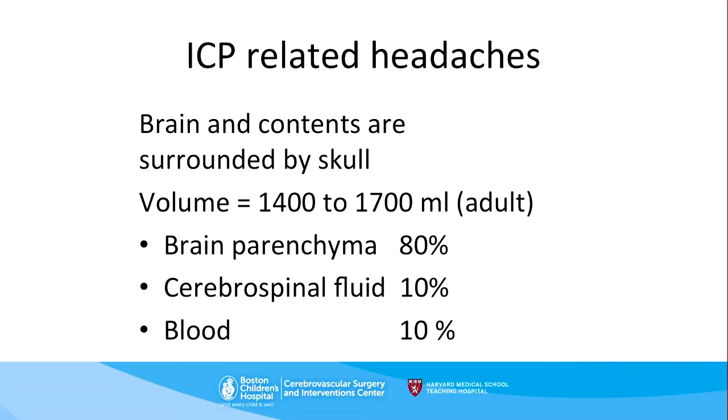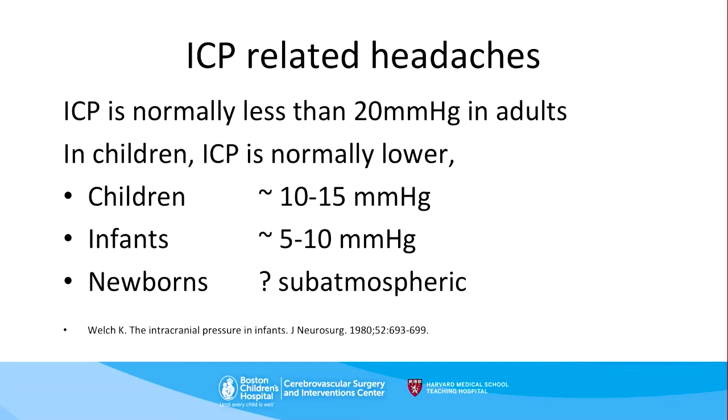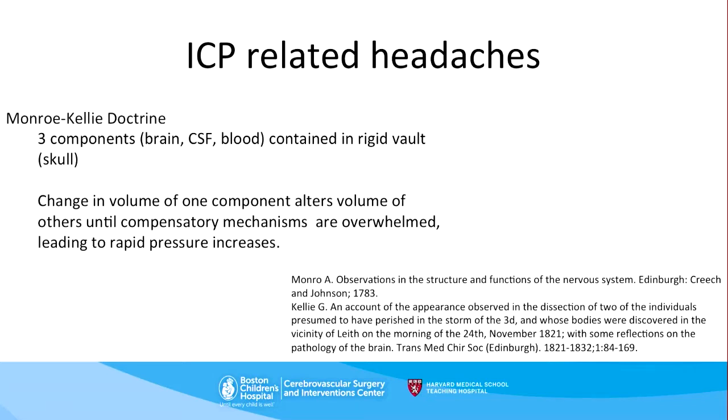Brain pressure historically is reported to be about 20 centimeters of water or 20 millimeters of mercury in adults, but it's important to note that ICP is normally lower in kids. It may be 10 to 15 in kids, 5 to 10 in infants, and maybe subatmospheric in newborns, although this is certainly open to debate, and a number of papers recently have suggested that perhaps those numbers may be higher in some cases normally.